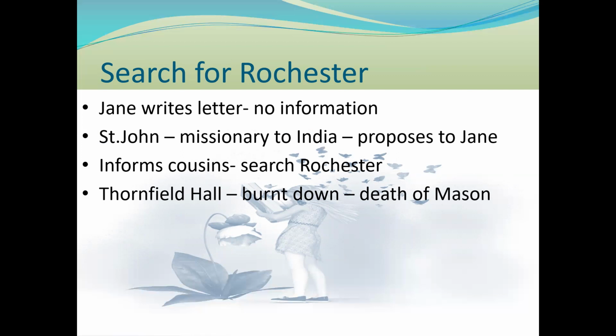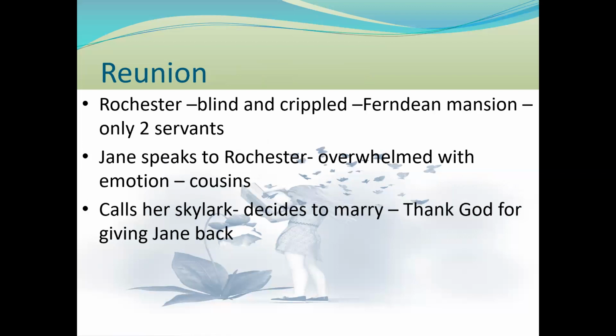Meanwhile, St. John decides to work as a missionary in India. He proposes to Jane and asks her to marry him, but she refuses him. Jane goes back searching for Rochester and informs this to her cousins. Jane once again goes back to Thornfield Hall in search of Rochester, but she is sad to see the burned house of Thornfield Hall. On inquiry, she finds that Bertha set fire to their home.